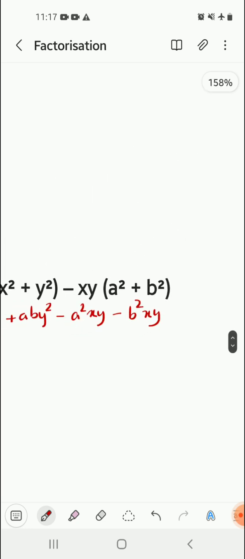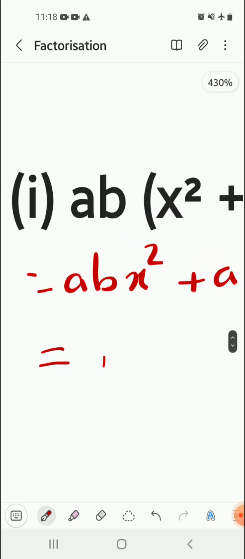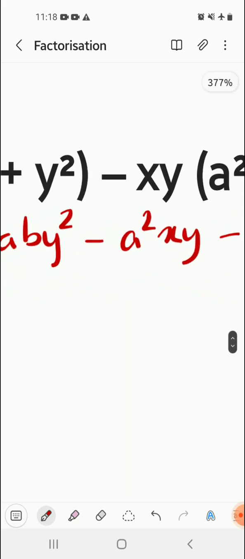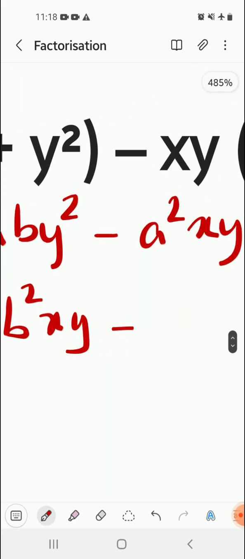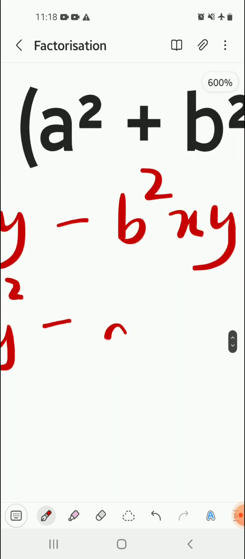Now see, if we carefully observe, we can see that we have got more similarities in these two terms, abx square and b square xy. So we can write these together, on the basis of the similarity that we have, because these two have got more similarities. So place it one after other. So let's write abx square and place the last term, minus b square xy, just after the first term. Then we'll copy the rest of it the way it is, that is aby square minus a square xy.